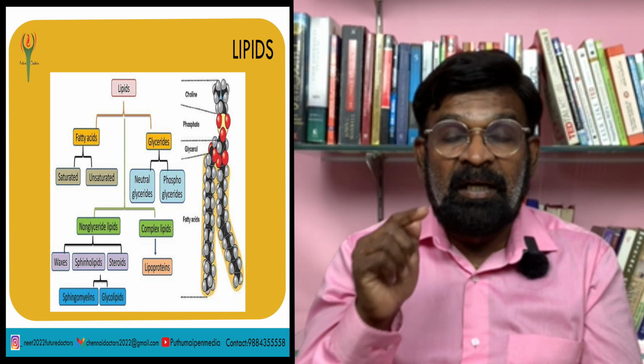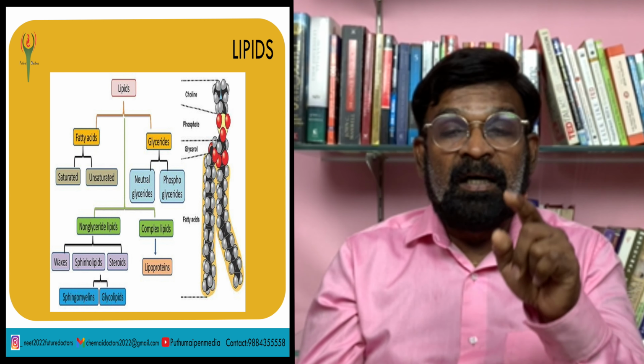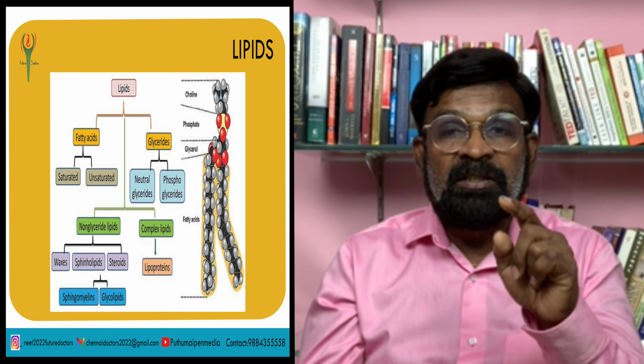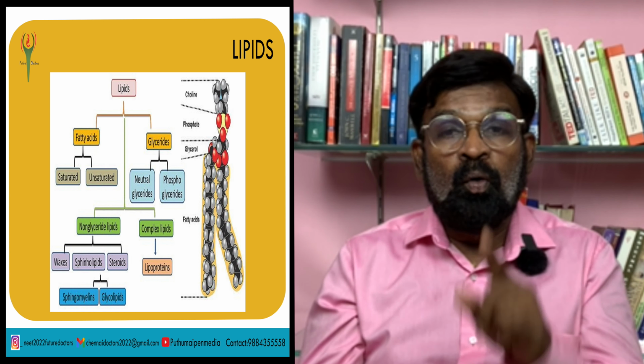Depending upon the types of bonds present, fatty acids are of two types. One is saturated fatty acids, which do not have a double bond. Okay. These are generally solid at room temperature. Unsaturated fatty acids are fatty acids which contain one or more than one double bond.